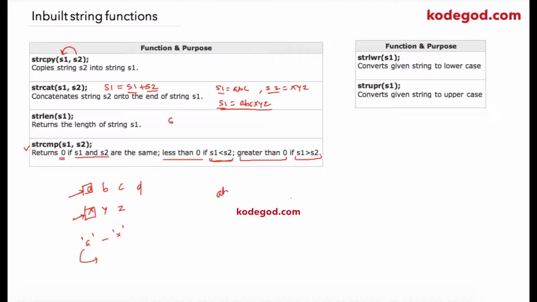If your string is a, b, c, d, a, b, c, in that case the result is 0, here is 0, but here it will be ASCII value of d minus 0 because there is no character available here. So in that case the answer would be positive. So we can guess that S1 is the greater string. We will require this knowledge when we are required to compare two strings without using strcmp as an inbuilt function.